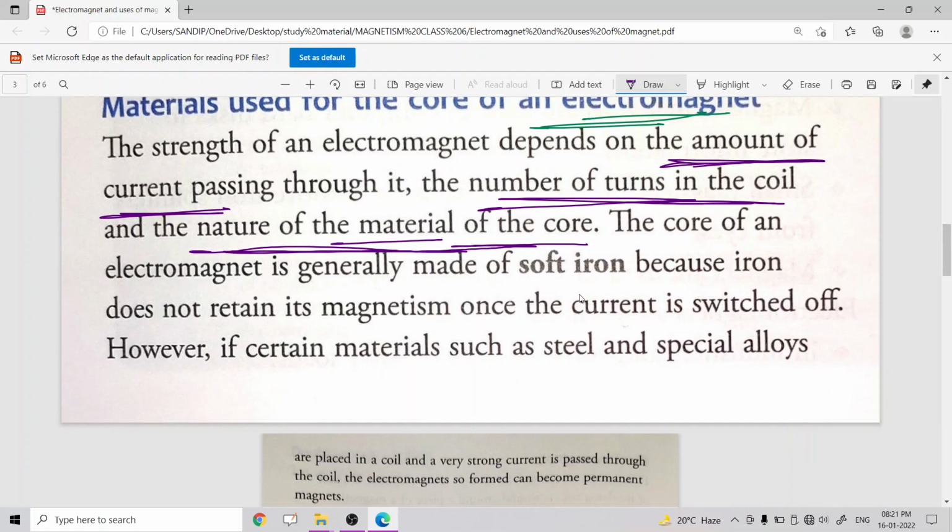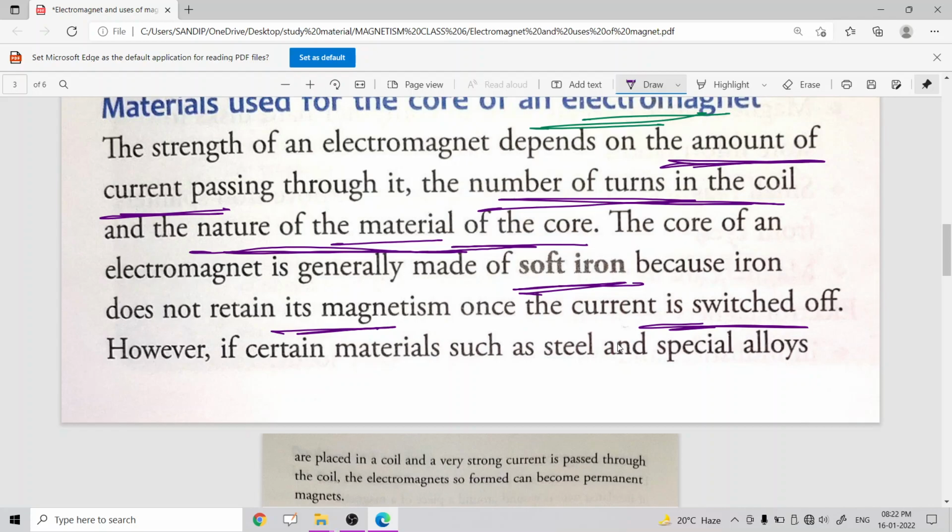Generally we use soft iron, because the strength depends on the material or nature of the material of the core. For soft iron, if the current is switched off, then it does not retain its magnetism. That is why we generally use soft iron, because it is a temporary magnet.